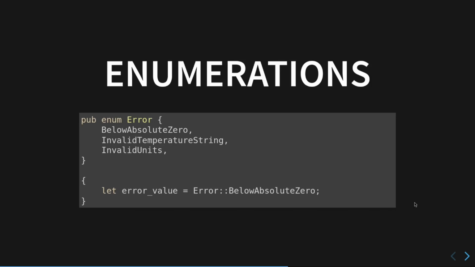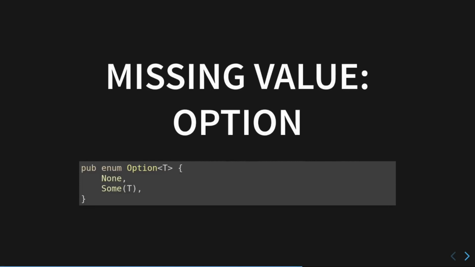In this case, we have an enumeration that can represent 3 different error types. One of them, the one that we've already seen that we want to use, is below absolute zero. But later on in parsing code, I'm going to introduce an invalid temperature string and also invalid units. Whenever you want to construct an enumeration value, the syntax is the name of the enumeration, the double colon to indicate that you are scoping into the enumeration, and then the name of the variant that you want to use.